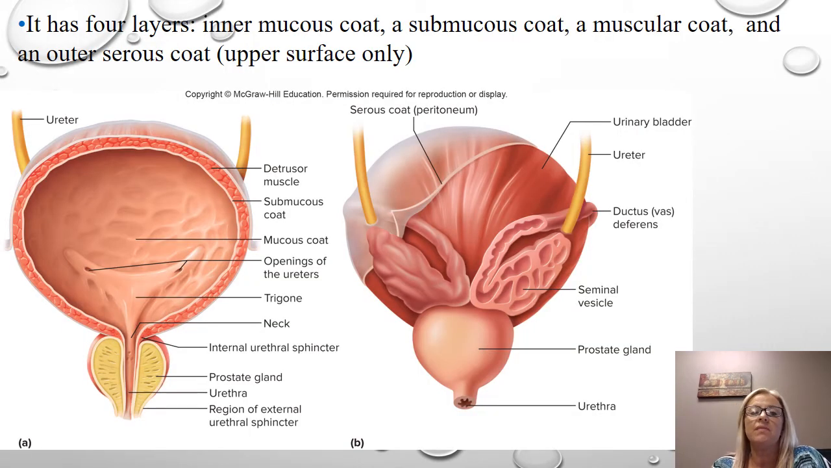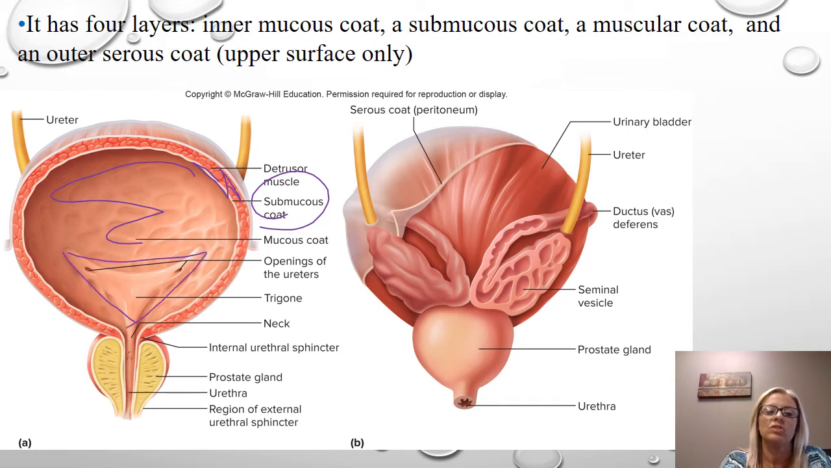Here you can see many of these features, the 4 layers. We've got the inner mucous coat, submucous, and muscular coat. You can see the submucous coat here. Then your inner mucous coat lies in here. You can see the detrusor muscle here. You can see the trigone, or triangle shape, with openings for the ureters and the urethra extending out of that. You can also see here the external urethral sphincter area and the internal sphincter area.